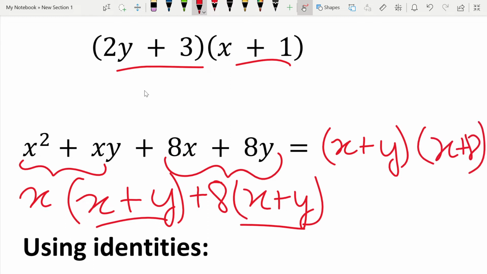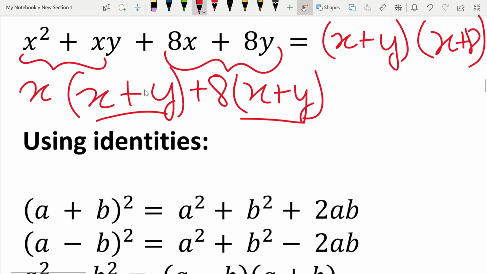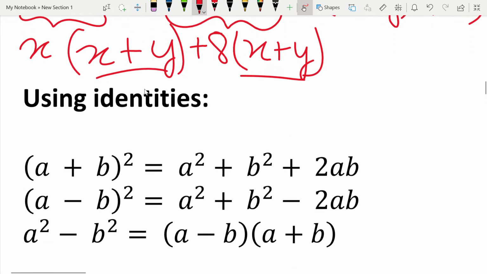Okay, let's go. Now the other one is using identities. Now these are the three identities. a plus b whole square is going to be a square plus b square plus 2ab. This one is the second one. a minus b whole square is going to be a square plus b square minus 2ab. So we have got the difference of the signs. And then we've got a square minus b square is equal to a minus b in one bracket and a plus b in the other.